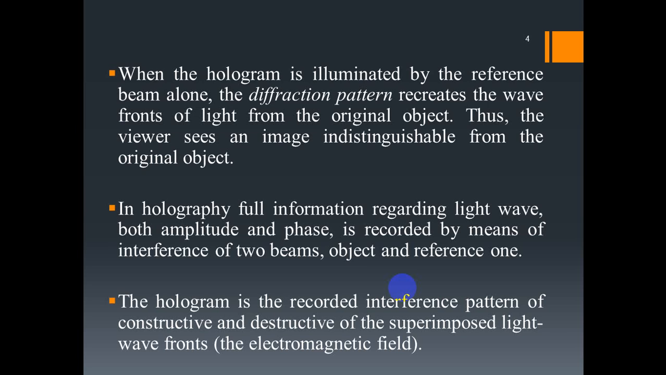In holography, full information regarding the light wave, both amplitude and phase, is recorded by means of interference of two beams, the object beam and the reference beam. The hologram is the recorded interference pattern of constructive and destructive interference of the superimposed light wave fronts. A hologram requires the laser as the sole light source that can be precisely controlled, as it has a fixed wavelength, unlike sunlight or white light, which contain many different wavelengths. To prevent external light from interfering, holograms are usually taken in darkness.